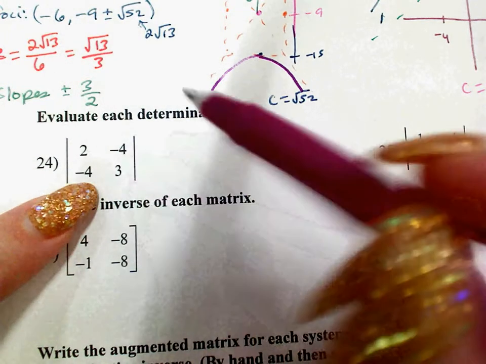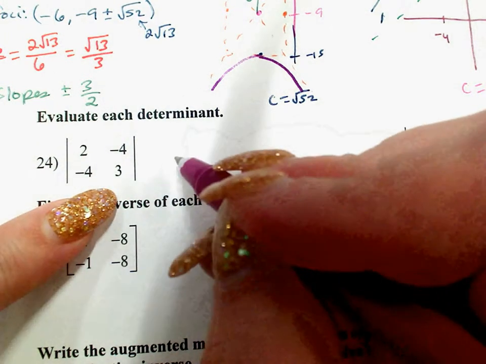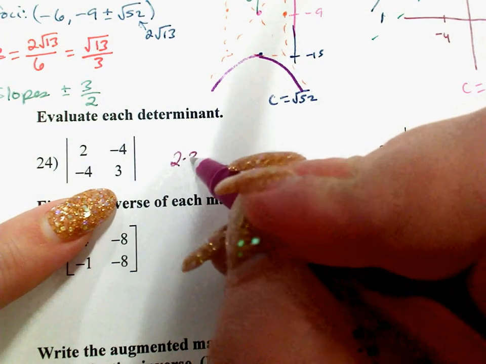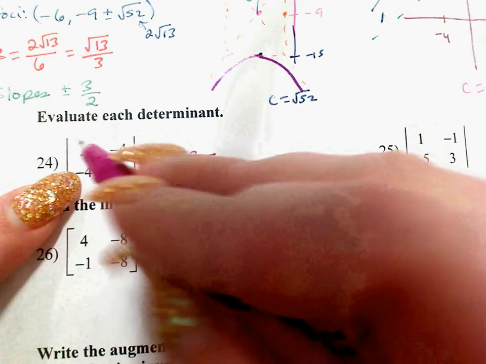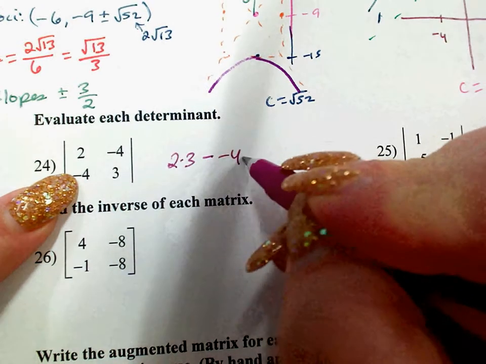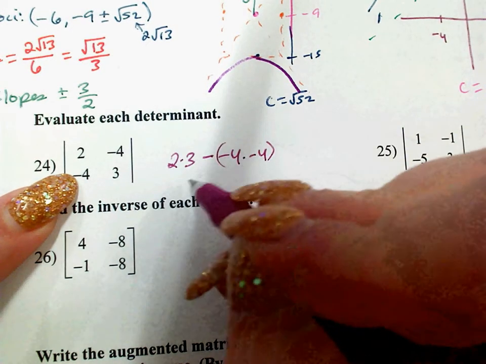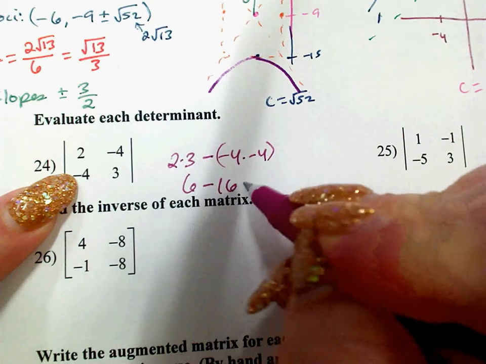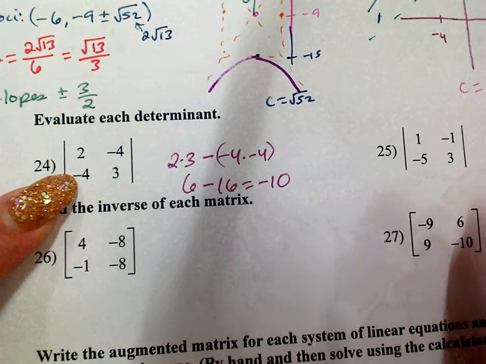To find the determinant of a 2 by 2, you multiply this times this, so 2 times 3, and you subtract: A times D minus B times C, so negative 4 times negative 4. So you get 6 minus 16, so that's negative 10. The determinant is negative 10.